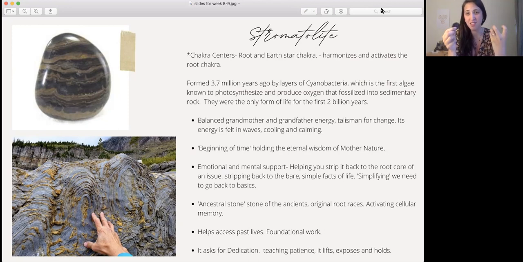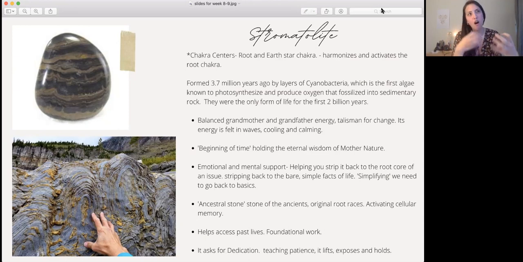Now that in itself is an incredible message, one of withstanding anything and just taking us back to first life on this earth, to the origins of this earth. So it's incredibly special. It's incredibly ancient. Like the other stones on the course, it really complements them. It's a very balanced grandmother and grandfather energy.